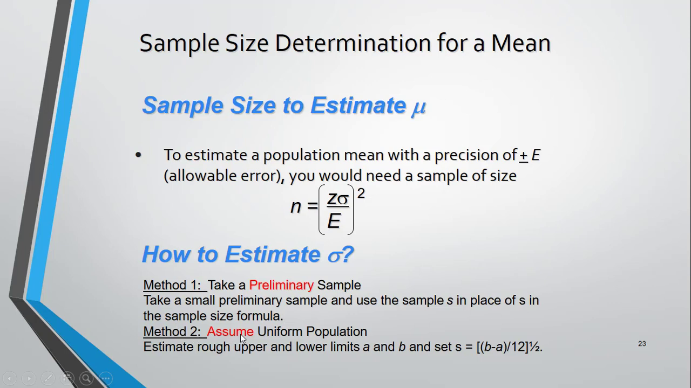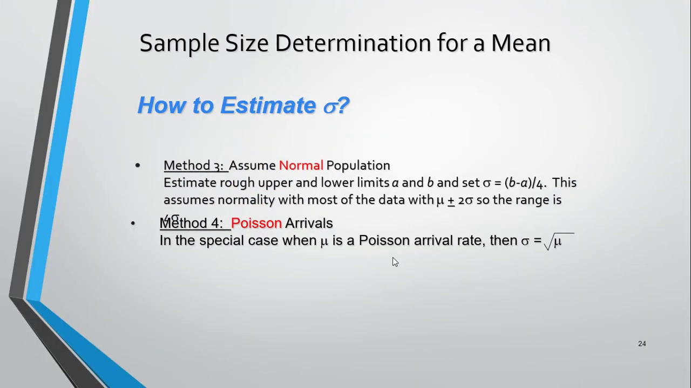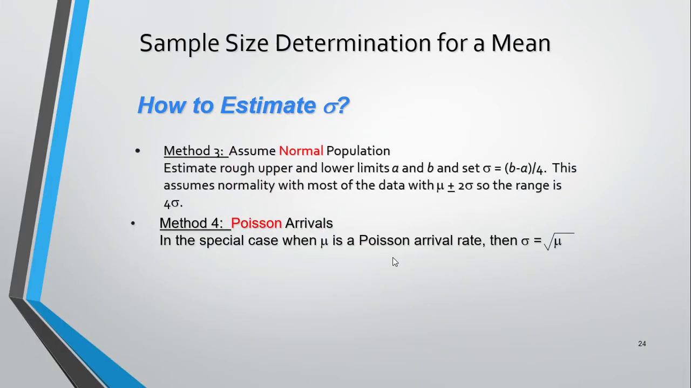Second method is you assume a uniform population. Estimate the rough upper and lower limits a and b and set sigma equal to this. That's another way for you to estimate sigma. And then with that you can calculate sample size with a given error. A third method, you can assume a normal population, estimate the rough upper and lower limits a and b, and set sigma like that. This assumes normality with most data within 2 standard deviations, so the range is 4 sigma.